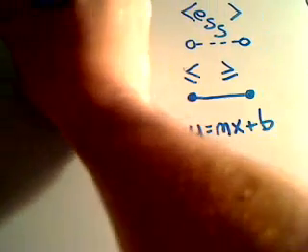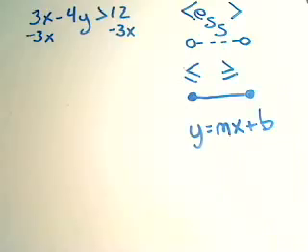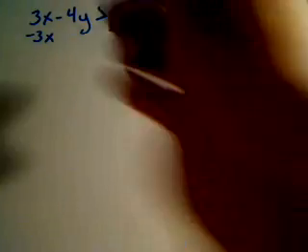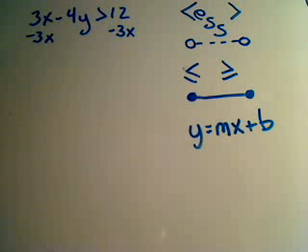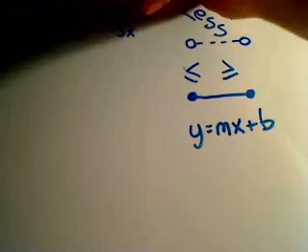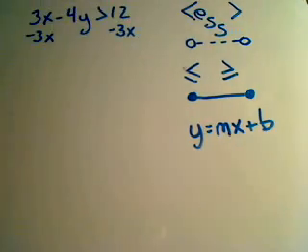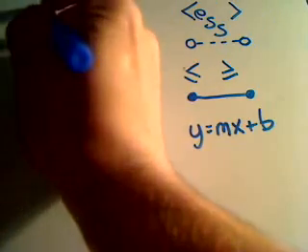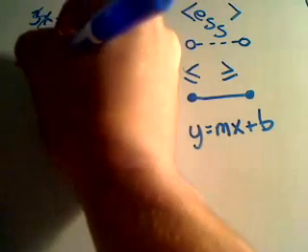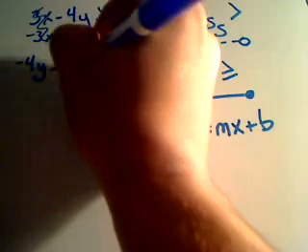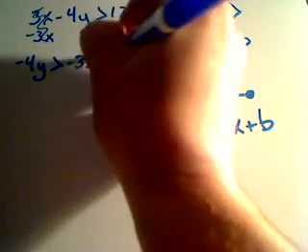So the first thing I want to do here is I want to minus the 3x from both sides in order to get my y value by itself. The point is to isolate the y. You just have to remember that the y has to remain on the left side and everything else has to go onto the right side of the inequality sign. This is the inequality sign. Okay, so this cancels out. We're left with negative 4y is greater than negative 3x plus 12.